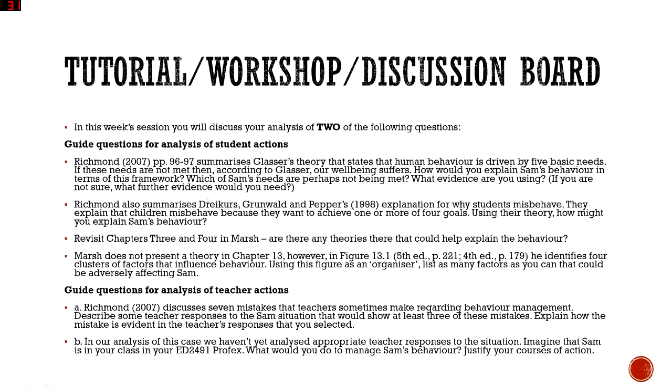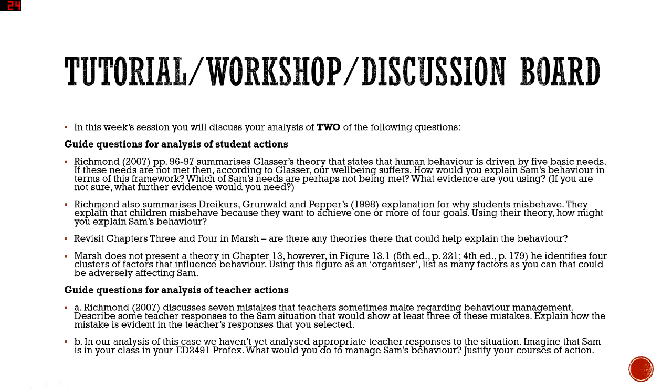I'll read through the first 4 questions. Richmond summarises Glasser's theory that states that human behaviour is driven by 5 basic needs. If these needs are not met, then, according to Glasser, our well-being suffers. How would you explain Sam's behaviour in terms of this framework? And Sam, it references Sam here, which is a case study in your readings. Which of Sam's needs are perhaps not being met? What evidence are you using? If you are not sure, what further evidence would you need?